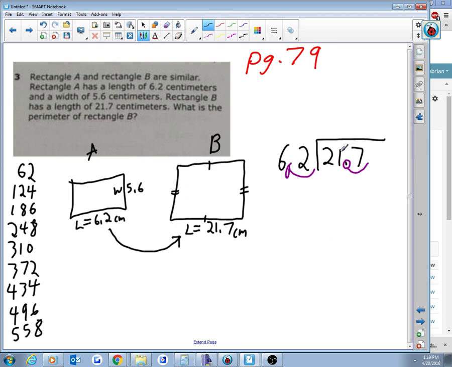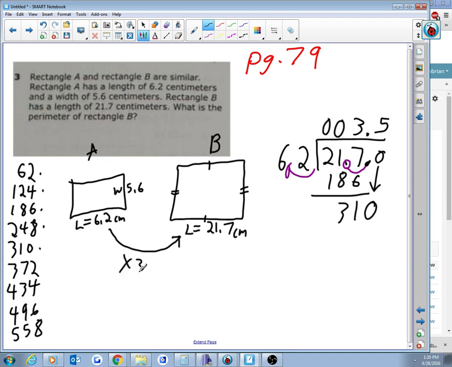So 62 goes into 21 or 2, 0 times. It goes into 21 0 times. I'm keeping it lined up. 62 goes into 217 1, 2, 3 times. Add my decimal, add my 0, bring my decimal up. 3 times 62 is 186. 217 minus 186 gives me 31. Bring down this 0. And 62 goes into 310, 1, 2, 3, 4, 5 times. Exactly 5 times. So my scale factor here is times 3.5.